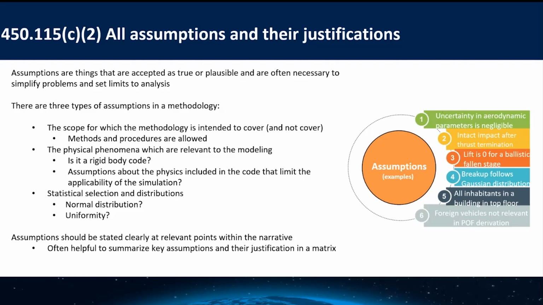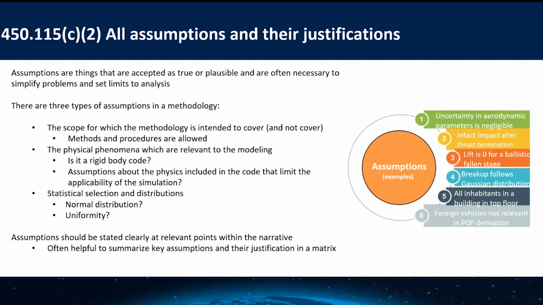We find that there are 3 types of assumptions in flight safety analysis methodology. First, the range of applicability or scope for which the methodology is intended to cover and not cover, that dictates the circumstances under which the method and procedures are allowed. Second, assumptions that are made about physical phenomena to make a problem more manageable and easier to model, such as assuming that interconnected bodies under the action of external forces do not deform, like in a rigid body code.